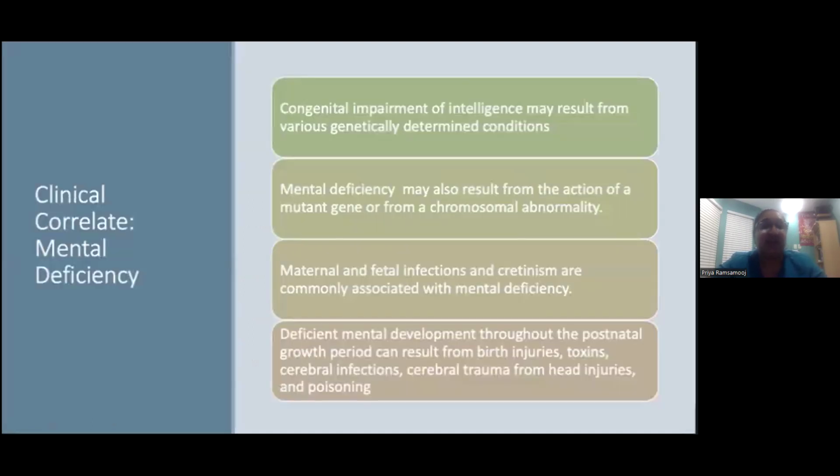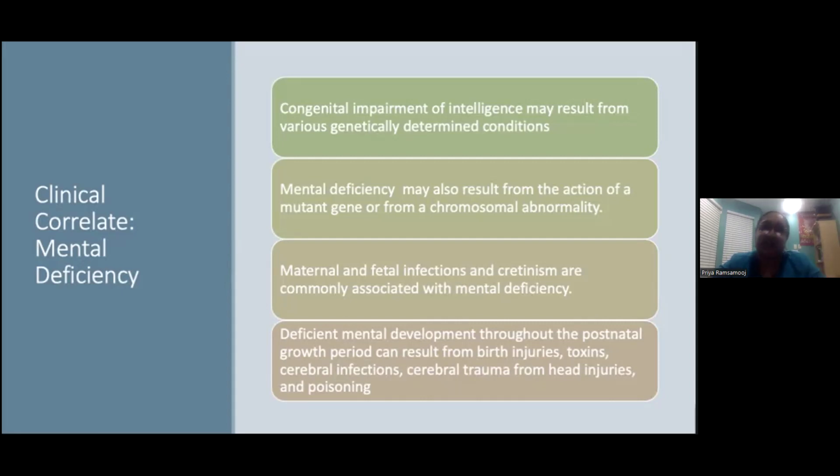And then finally, mental deficiency, congenital impairment of intelligence, comes from a wide range of genetically determined conditions, including things such as Down syndrome. It results from chromosomal abnormalities, you know, 13, 18, 21. Maternal and fetal infections can do it as well. They're commonly associated with it. Maternal alcohol abuse, again, is a common identifiable cause of mental deficiency.